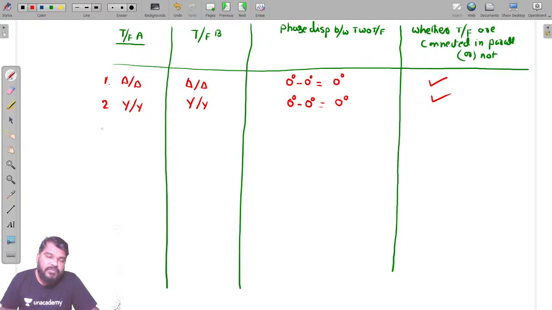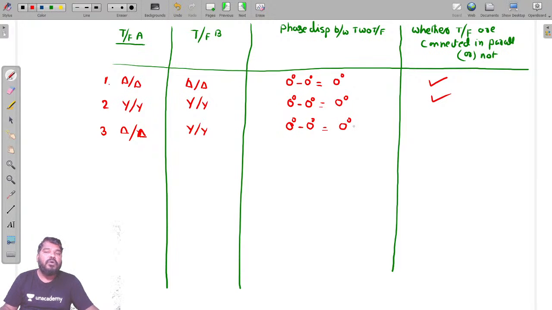Okay, and the next connection: one is a delta three phase transformer, and the other transformer is a star three phase transformer. Both are 0 degree connections, so there is 0 degree displacement between them. So the phase displacement is equal to 0. In another way we can also find it: it is a 180 degree connection and it is a 180 degree connection.